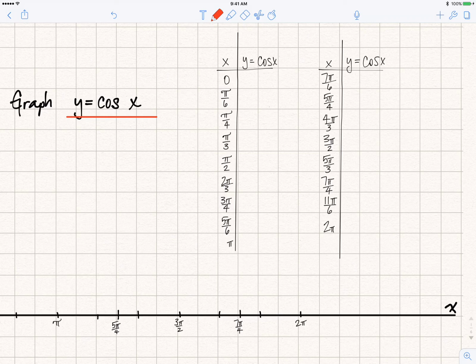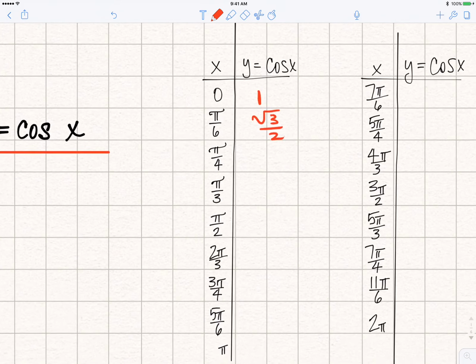I start out at the position 0. The cosine of 0, or the X value at 0, is 1. The X value, or the cosine value, at pi over 6 is a long leg, so root 3 over 2. The cosine value at pi over 4, root 2 over 2. Cosine value at pi over 3, this is a short leg, so it's a 1/2.